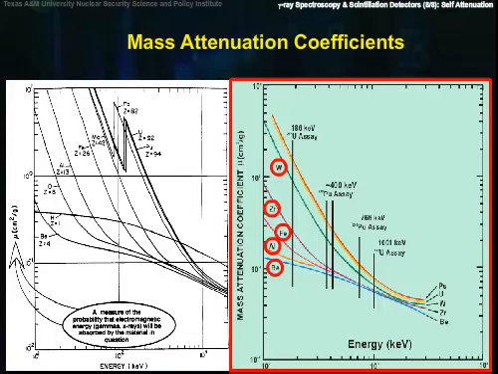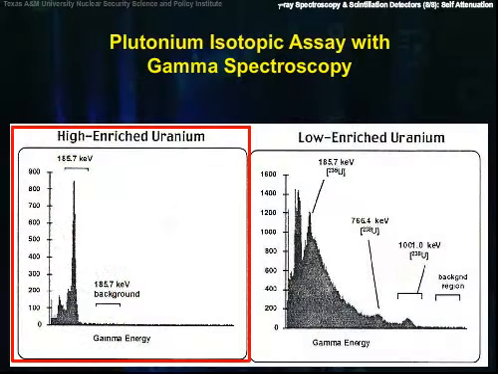Sometimes we're not after the amount, but we are very eager to know the isotopic concentrations of uranium or plutonium. Here is a spectrum of highly enriched uranium, and what's significant in this spectrum is what's not there. There are no signature emissions from uranium-238.